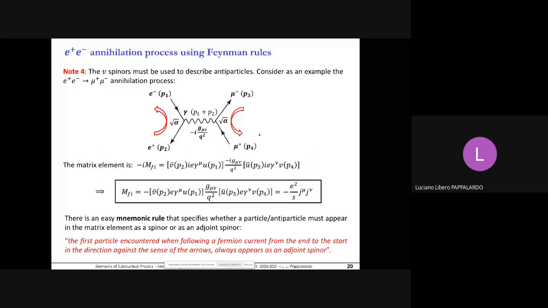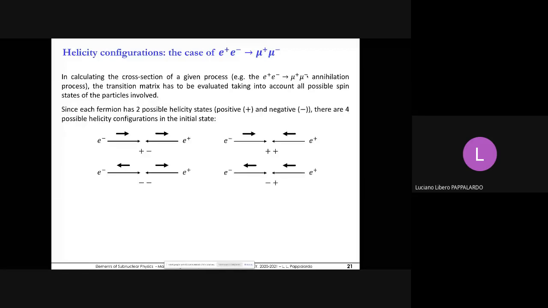Okay, but you have to be careful, because in calculating the cross-section for a given process, and this is a very general argument, the transition matrix has to be evaluated by taking into account all possible spin states of the particles involved. So let's see what this means. Since each fermion has two possible helicity states, either positive or negative, there are in total 4 possible helicity configurations in the initial state.